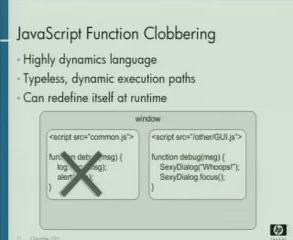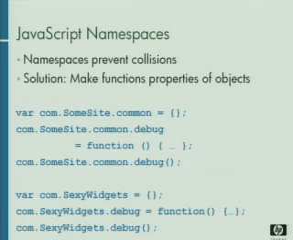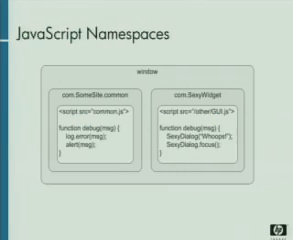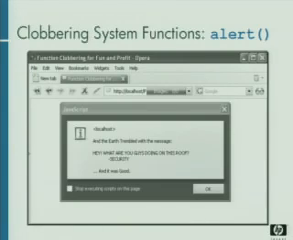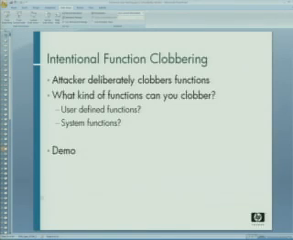JavaScript function clobbering. This is all sorts of fun. So JavaScript, and I'm going to run through this, JavaScript's highly dynamic. Basically, you can redefine it at runtime. So if I have two different functions that both declare debug, the second one that declared debug clobbers the first. So what we have are JavaScript namespaces, right? I'm going to define a fake object and then just add functions to it to essentially prevent collisions. Well, what happens if I want to deliberately clobber a function, right? Let's go ahead and look at some code here.